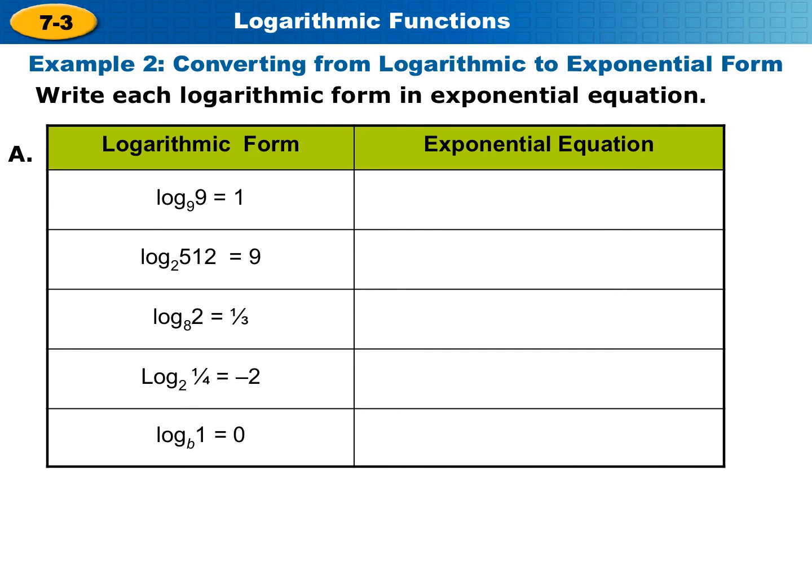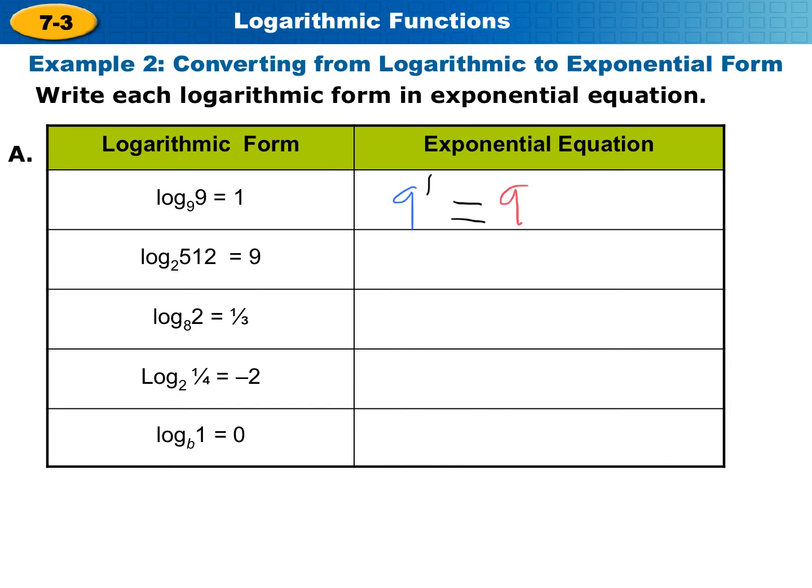Now we're just going to go the other way. We're going to start with a logarithmic expression and we're going to rewrite it as an exponential equation. So if you know what each of the pieces means, this should be pretty easy. The first one, we have a base of 9. We have an exponent of 1, and the answer is 9.